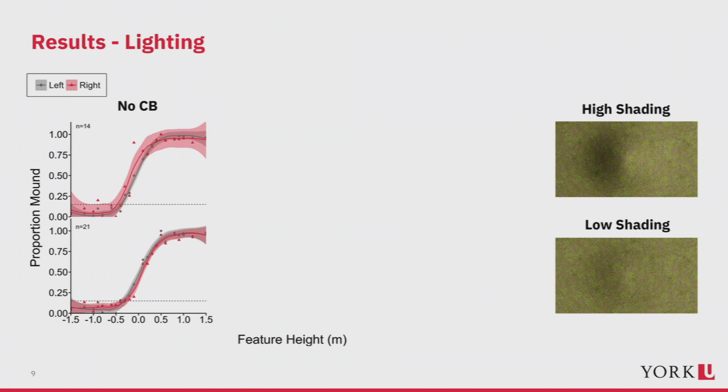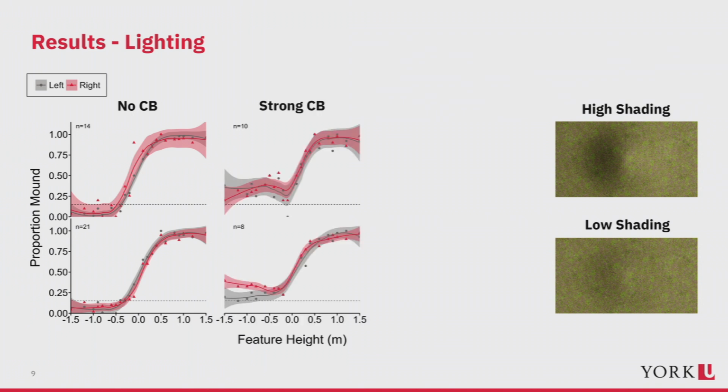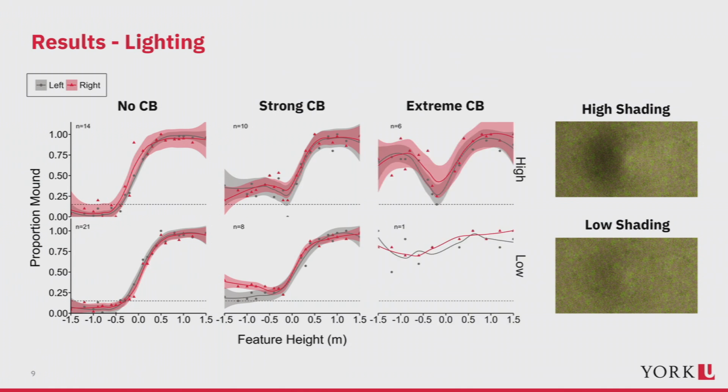For these observers that were no CB, or no convexity bias, this is as you would expect, the bottoms of those functions are below our criterion. We had some observers that had a strong bias where their tails are above our criterion. You can see there at the low end, they're estimating mound about 35% of the time when it was a dip. And then we have our observers that were so extreme, you actually didn't get a psychometric fit. I think at the low end here, they're estimating mound about 70% of the time, even though it is actually a dip.